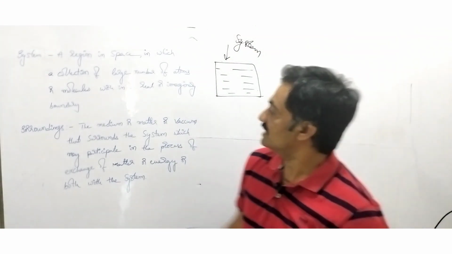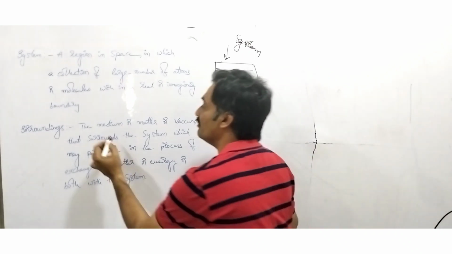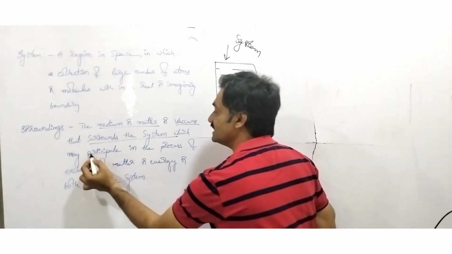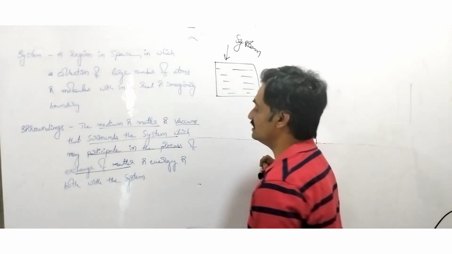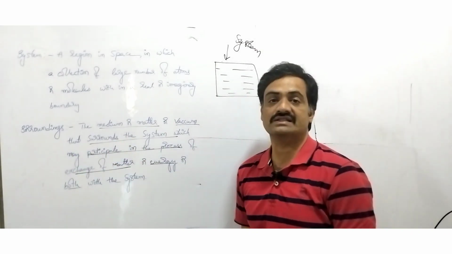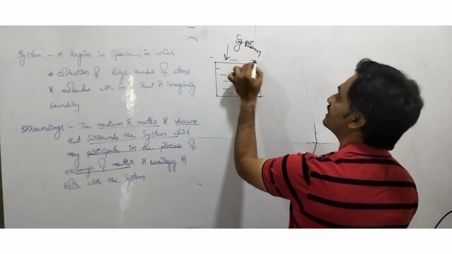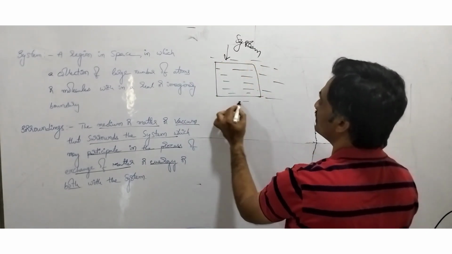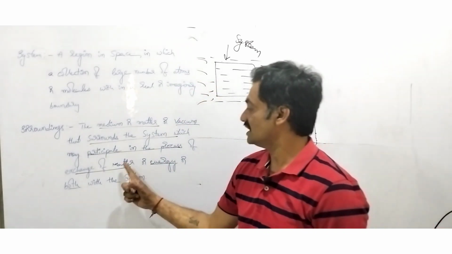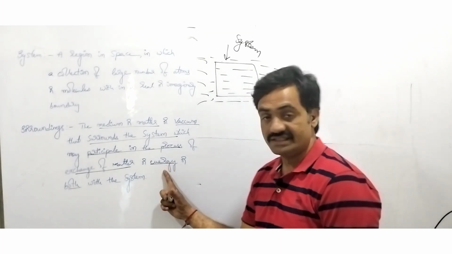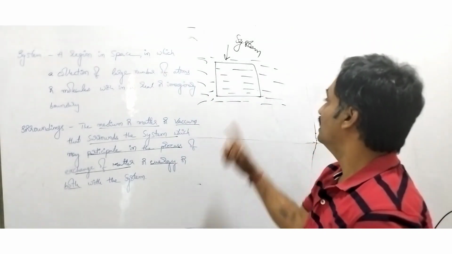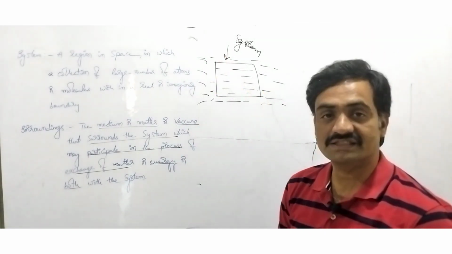It's a system. After that, surroundings. Surroundings is nothing but the medium or matter or vacuum that surrounds the system, which may participate in the process of exchange of matter or energy or both with the system. So when we consider this as a system, the space around the system in which matter or energy or both can be transferred with respect to the system is known as the surroundings.